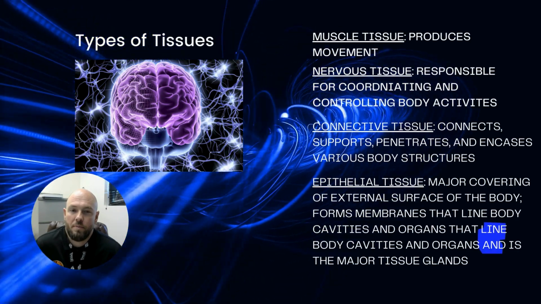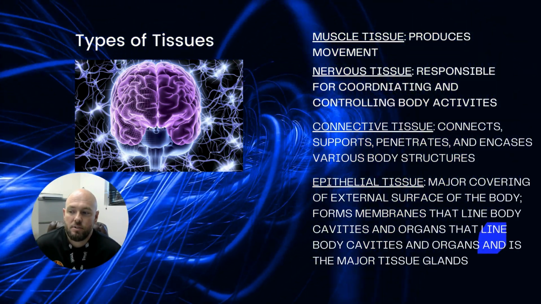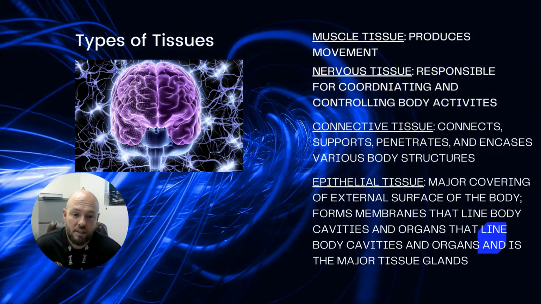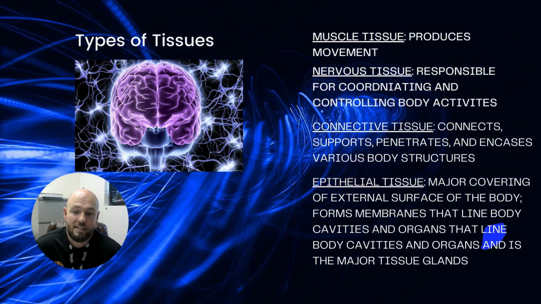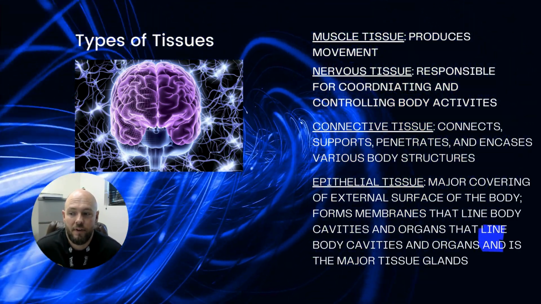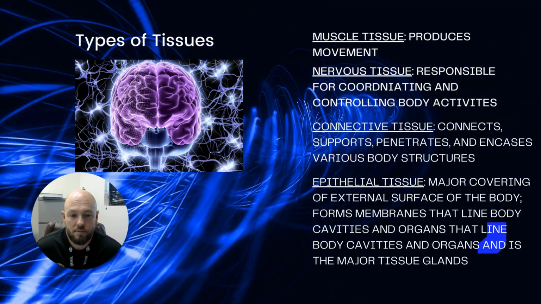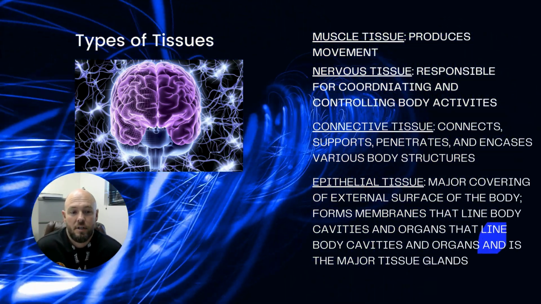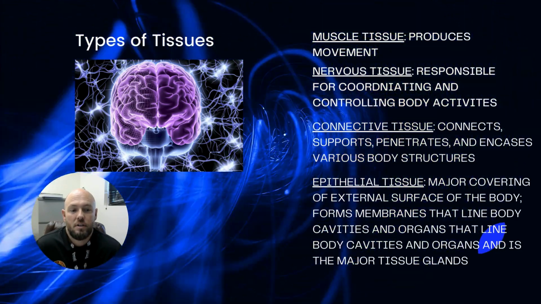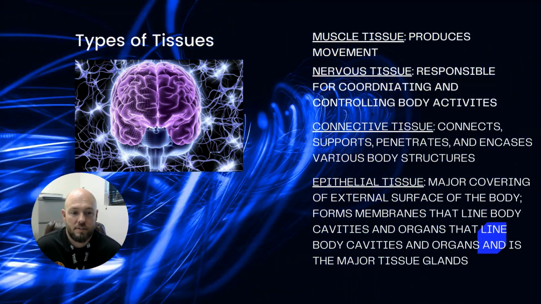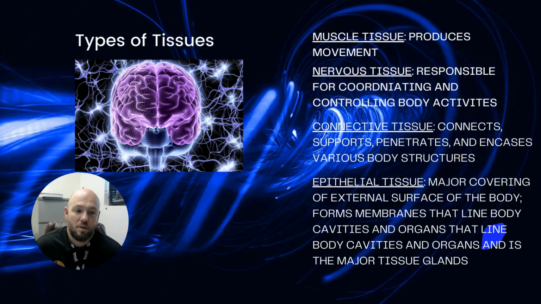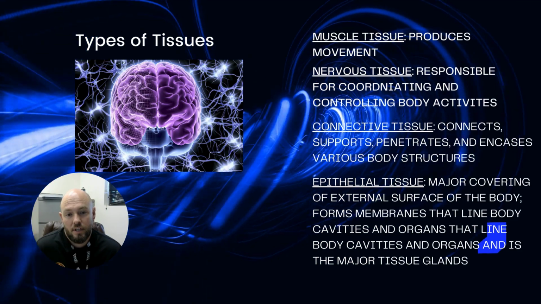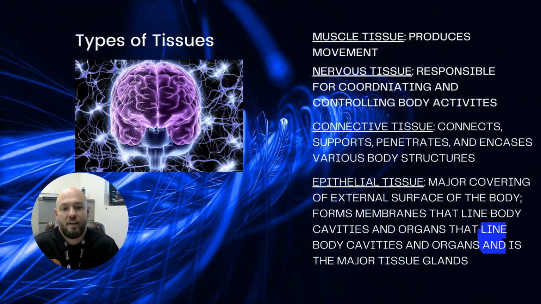Connective tissue connects, supports, penetrates, and encases various body structures. So some things you might think of with connective tissue, some examples: adipose tissue, fat. Bone is actually connective tissue. Blood is considered connective tissue. Fibrous tissues, things like tendons and ligaments, those are all made out of connective tissue. Epithelial tissue covers major body surfaces, so like the skin or the lining of internal organs or some of your glandular tissue. In your endocrine system, that stuff is made of epithelial tissue.